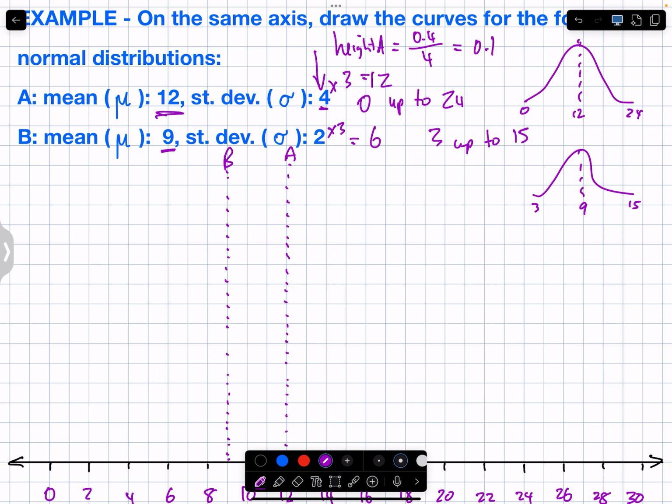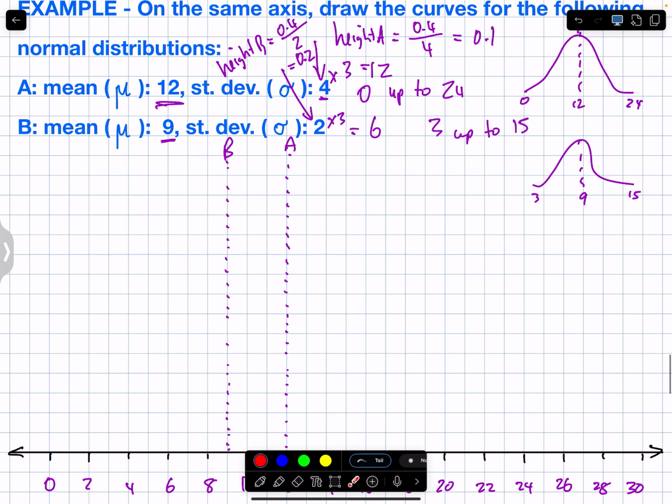We need to work out the height of B now. Height of B is going to be 0.4 divided by 2. That's going to be 0.2. So which one of the curves is going to be taller, B or A? What was the height of B? 0.2. What was the height of A? 0.1. So B is going to be double the height of A.